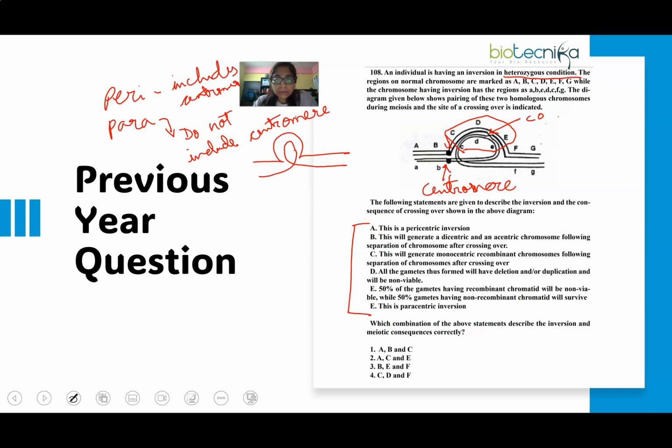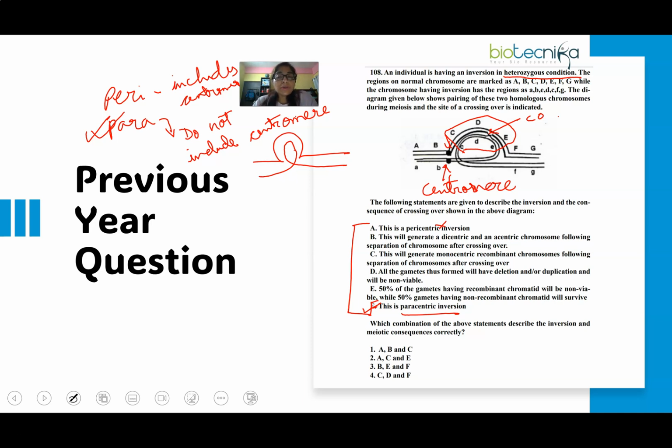So if it does not include the centromere, what kind of inversion is it? Paracentric inversion. So first of all, it is paracentric inversion. So this option F is correct, and immediately A becomes wrong.